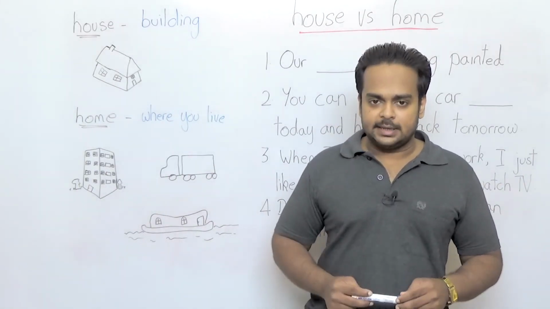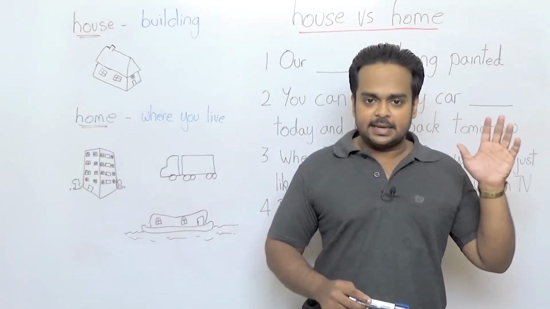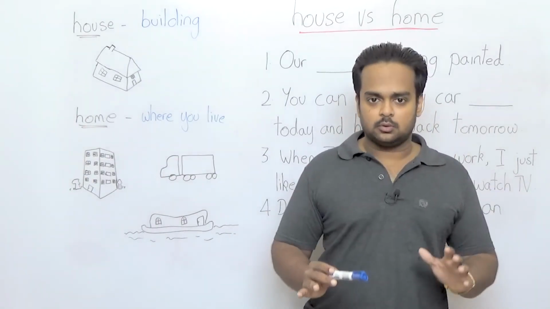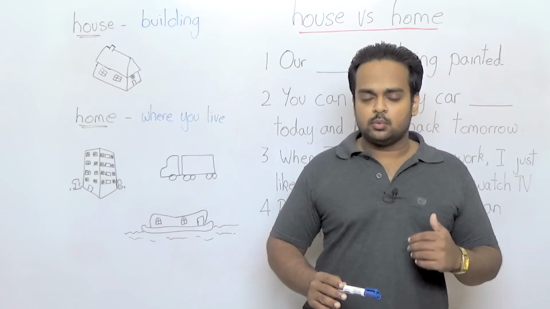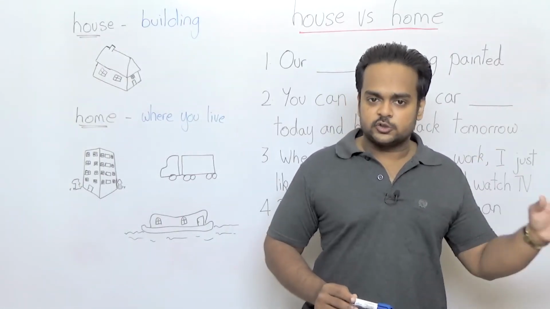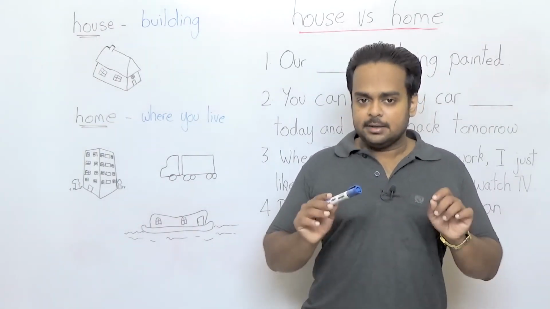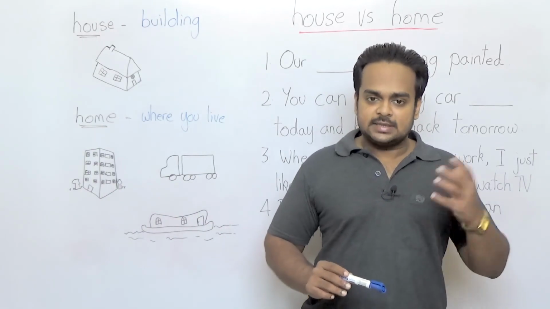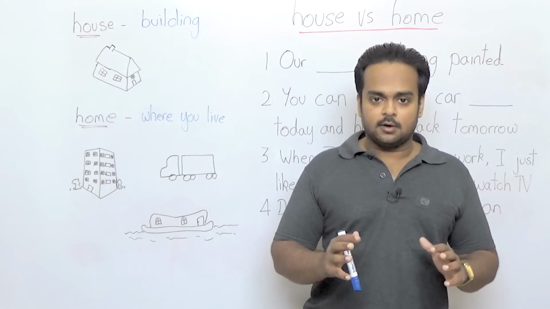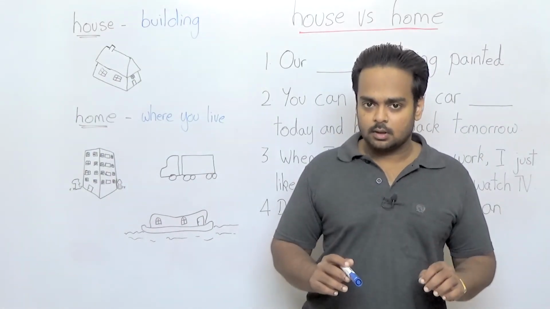Let me give you some examples. When we say they live in a big house, we are talking about the size of the house. Or if we say the house is on 5th Street, then we're talking about the location of the house. In both of those sentences, size and location are physical aspects of the building. That's why we're using the word house.